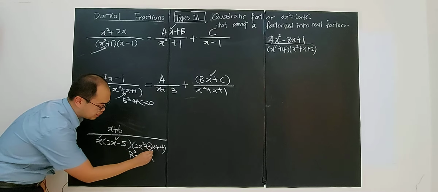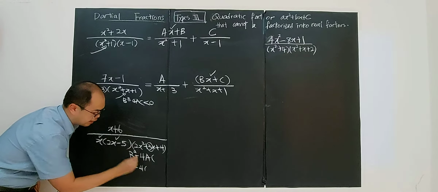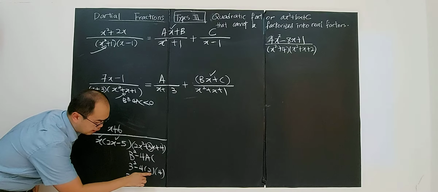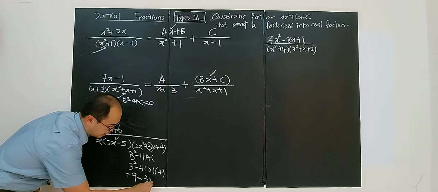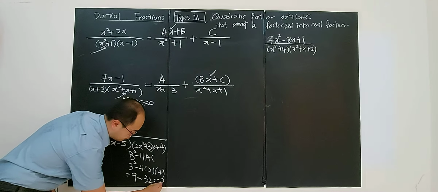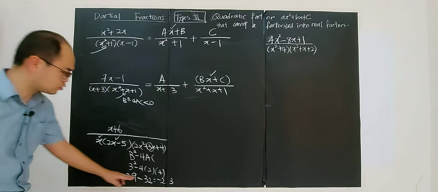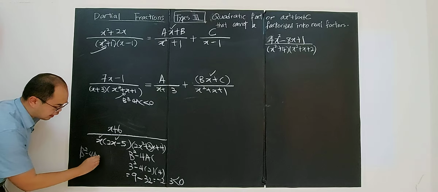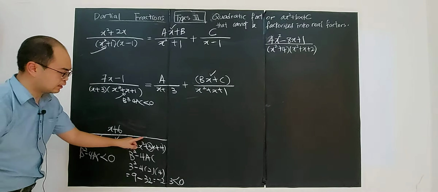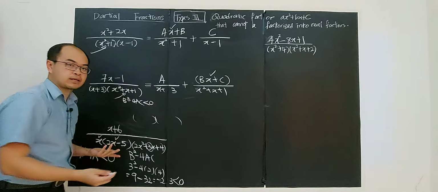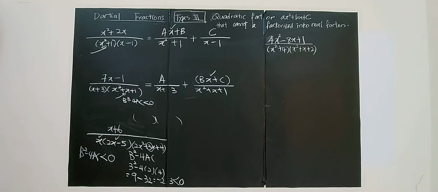So b squared, what's your b? 3, right? 3 squared minus 4ac, your a is 2, c is 4. So 9 minus 4 times 4 times 2, that is 32, right? 9 minus 32, you have negative 23, if I'm not mistaken. So it's a negative number. As long as it's a negative number, the discriminant b squared minus 4ac has already told you that this is a quadratic that cannot be factorized into two brackets. So you have already confirmed that this is a quadratic factor that cannot be factorized.